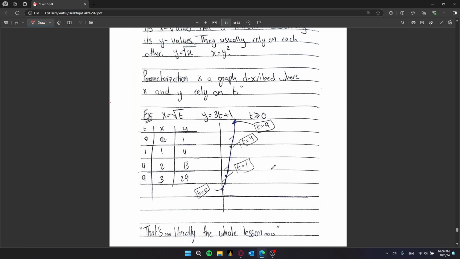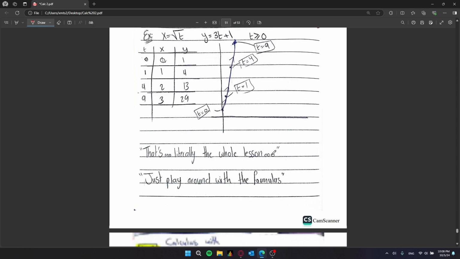This lesson is so simple. It is so easy, but it just looks a bit scary. It looks a bit confusing because it needs a new type of thinking. You have to break the previously established cycle of thinking that x is a function of y and y is a function of x. Now, x is a function of t and y is a function of t. X and y no longer depend on each other, but they both depend on a new variable, t. That's the whole thing.